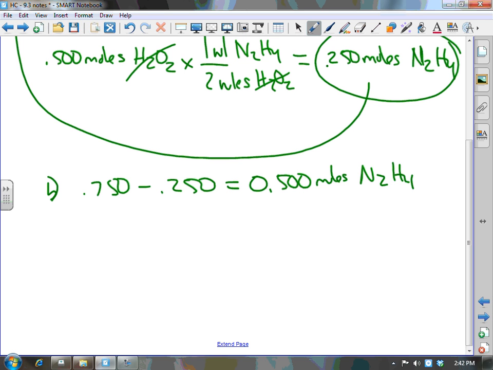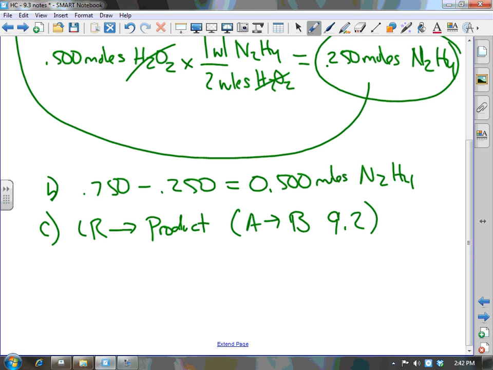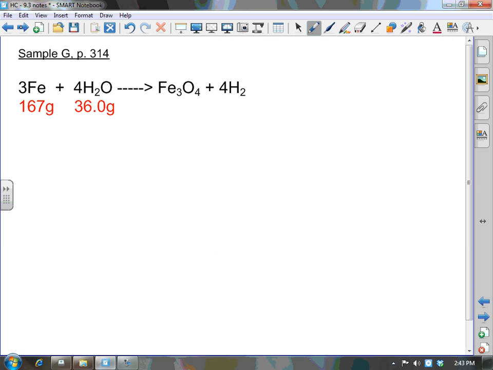Now, part C, how much of each product is formed? Well, that's easy. First of all, the limiting reactant always determines the product. So what we're going to do is an A to B problem, just like we do in section 9.2. The key you've got to remember here, limiting reactant always determines the product. If you look on page 314, sample problem G, here's one that they work out, and you can go through that.